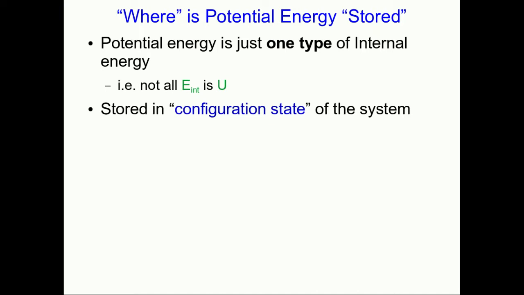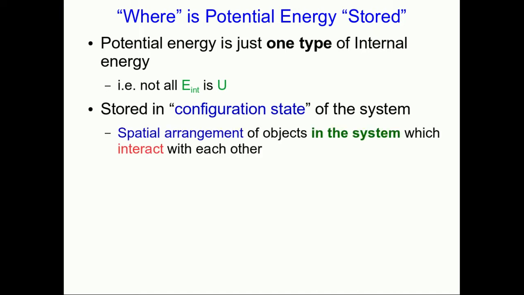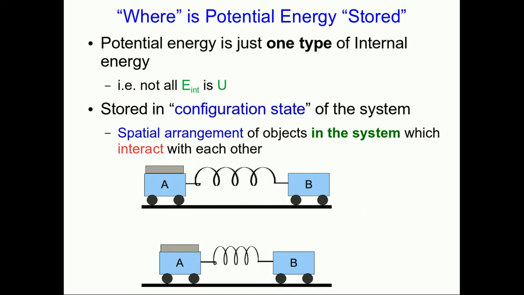Well, the short answer is that it's stored in the configuration state of the system. What the heck does that mean? It means that it has to do with the spatial arrangement of objects in the system which interact with each other. And notice I've highlighted a bunch of words in that statement because they're all important. Let's think about two carts interacting via a spring.